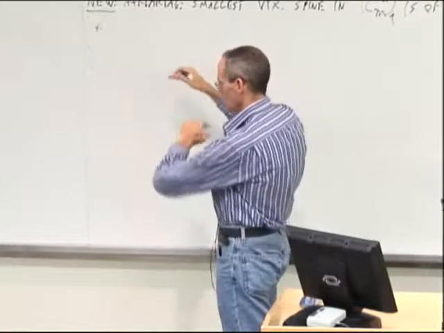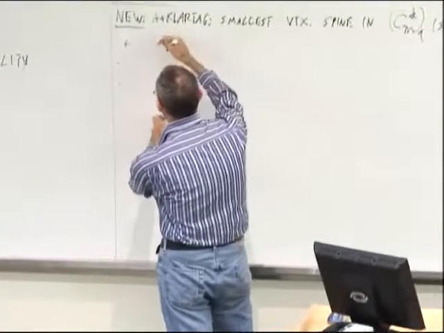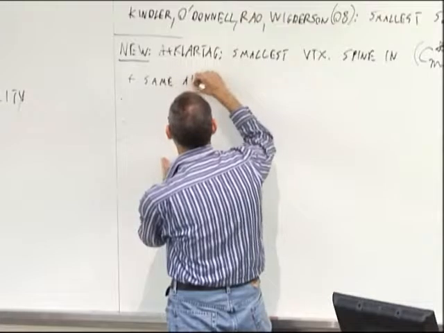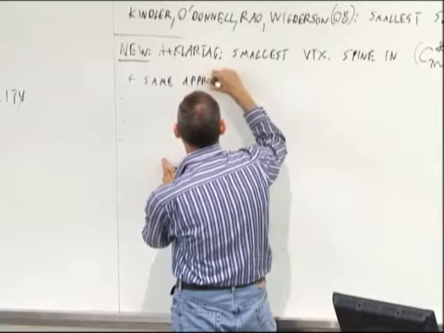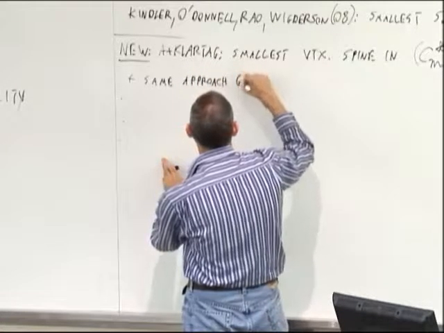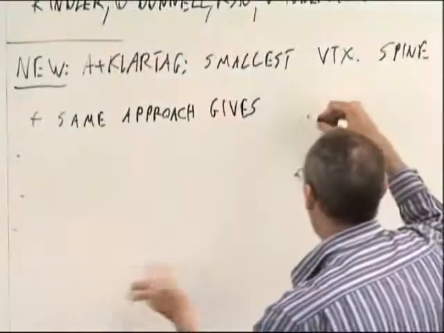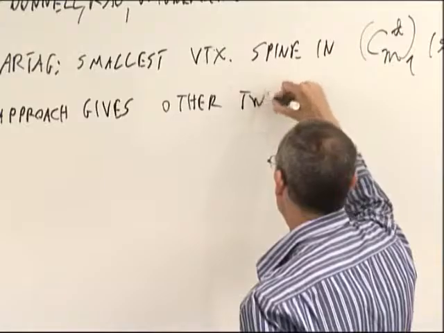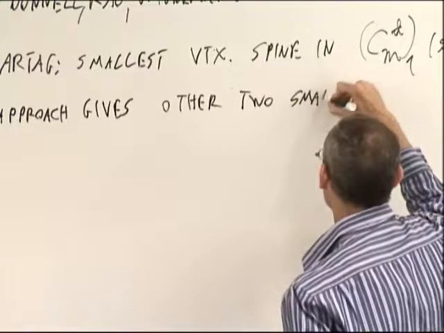Okay, but what I want to tell you is that this same approach gives the other two small spines as well.